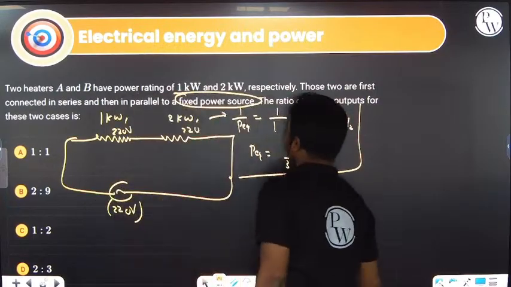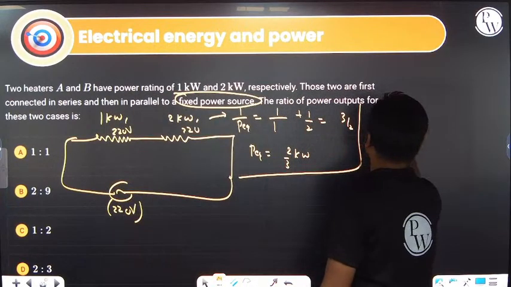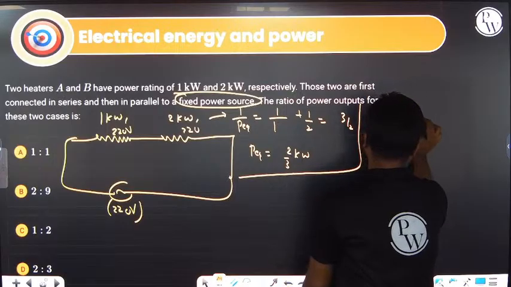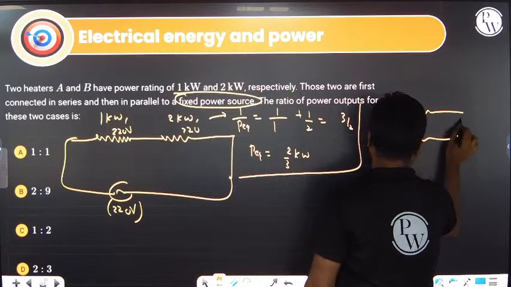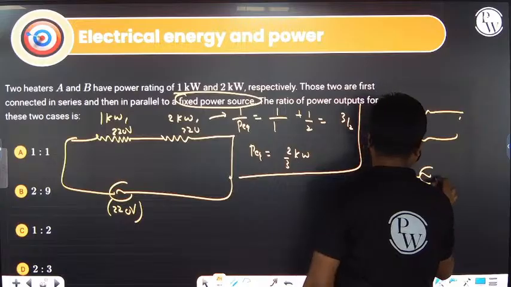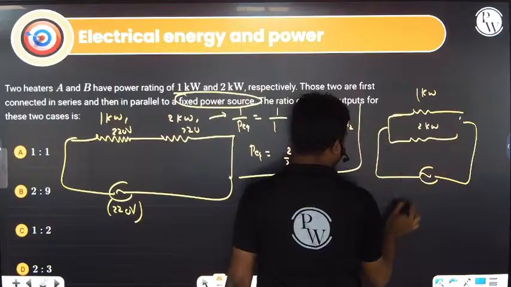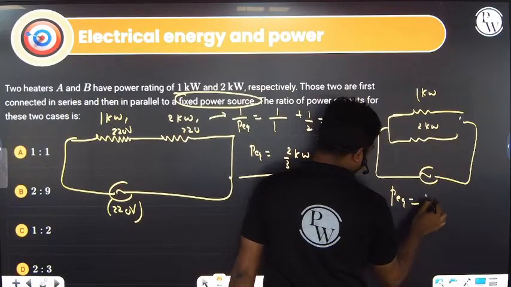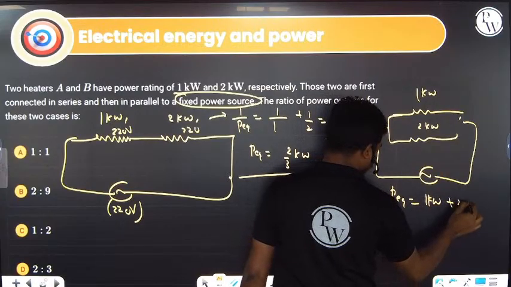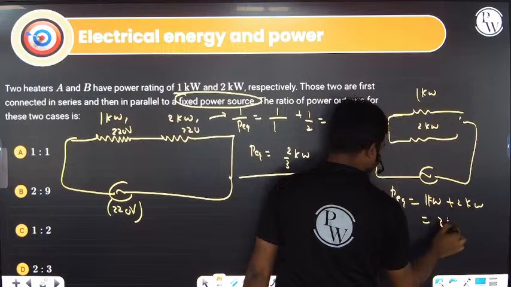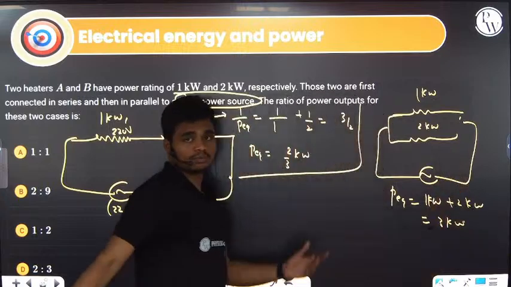When they are connected in parallel combination, one heater this way and the second heater this way, it is connected again to 220 volt. This one has power 1 kilowatt and this one has power 2 kilowatt. So what is the equivalent power? 1 kilowatt plus 2 kilowatt, because they are now connected in parallel combination, so power will be added.